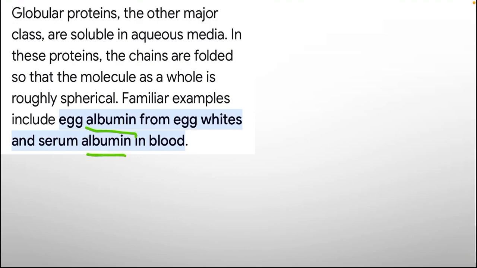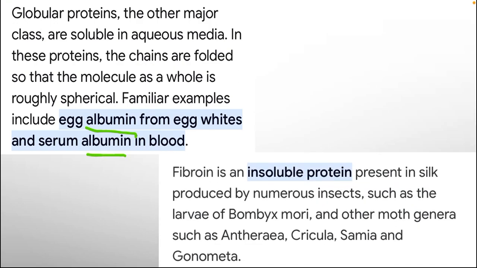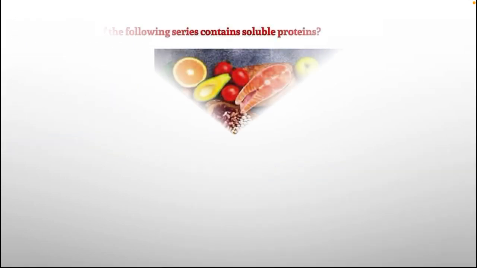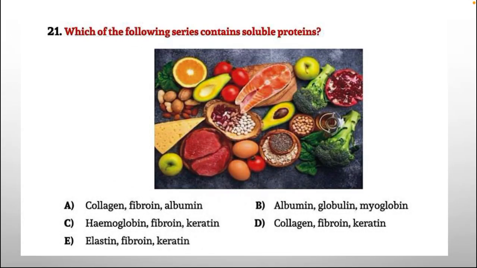Moving on, fibrin is an insoluble protein present in silk, produced by numerous insects such as the larvae of Bombyx mori and other moth genera such as Antheraea, Cricula, Samia, and Gonometa. According to that, option A contains fibrin, which is an insoluble protein. However, B contains albumin, a soluble protein. So option B is the correct option.